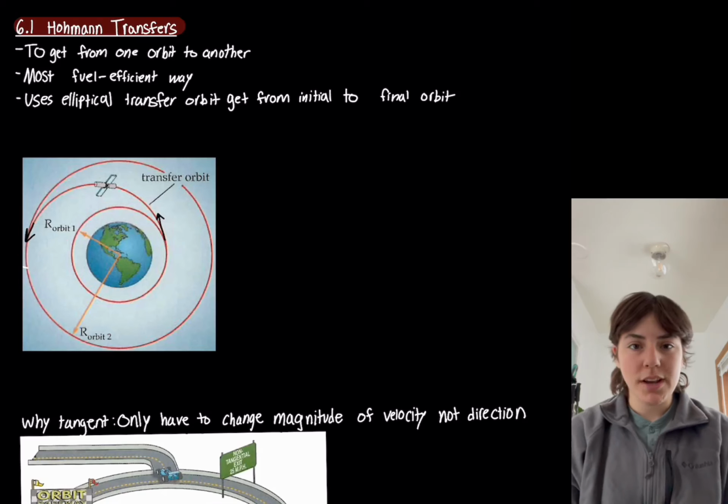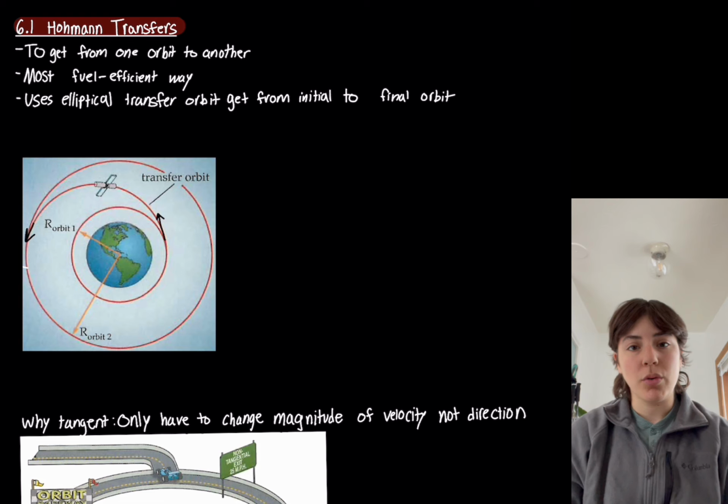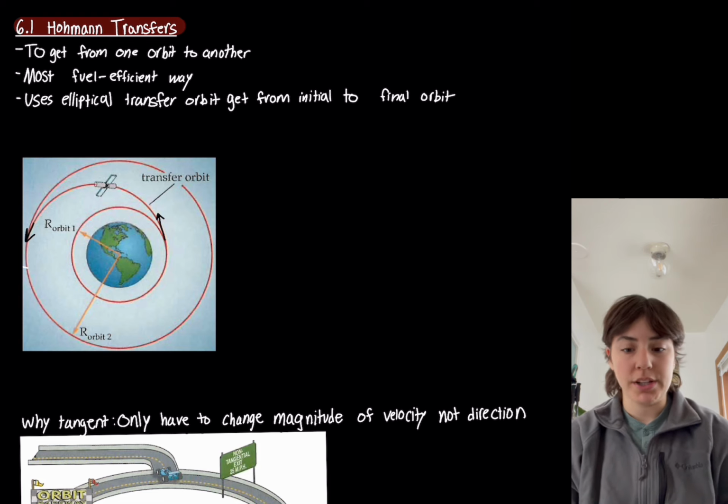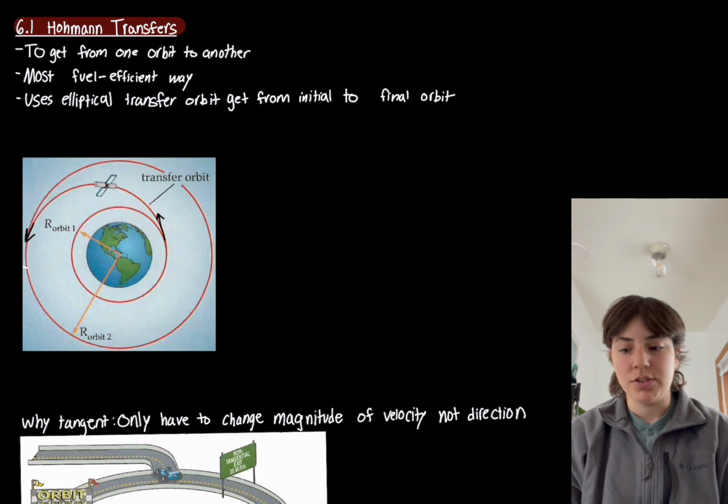Welcome to another video. Today we're going over Hohmann transfers. This is a method used to get from one orbit to another, and it's the most fuel efficient way to do this. This is because it uses an elliptical transfer orbit to get from the initial to the final orbit.